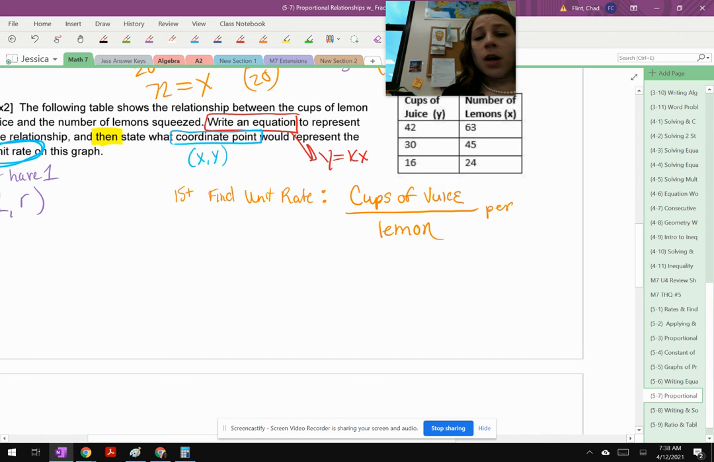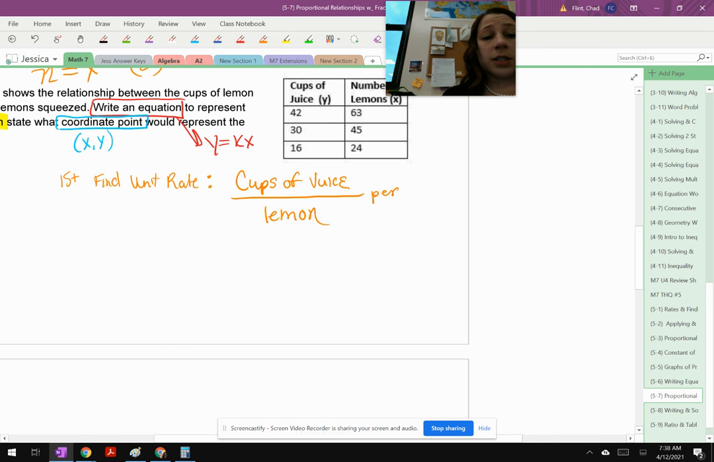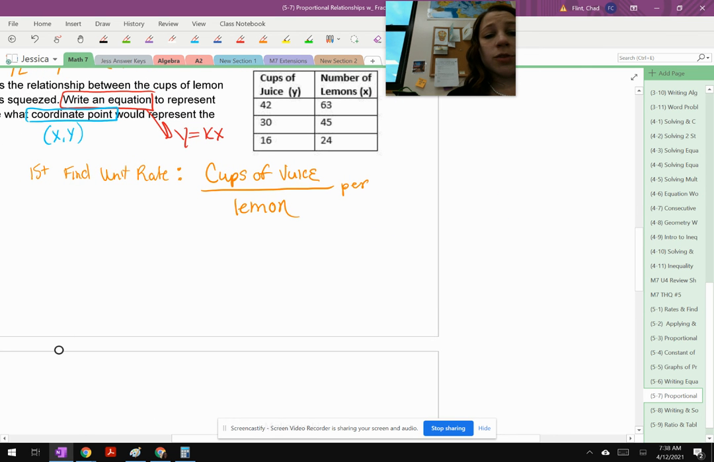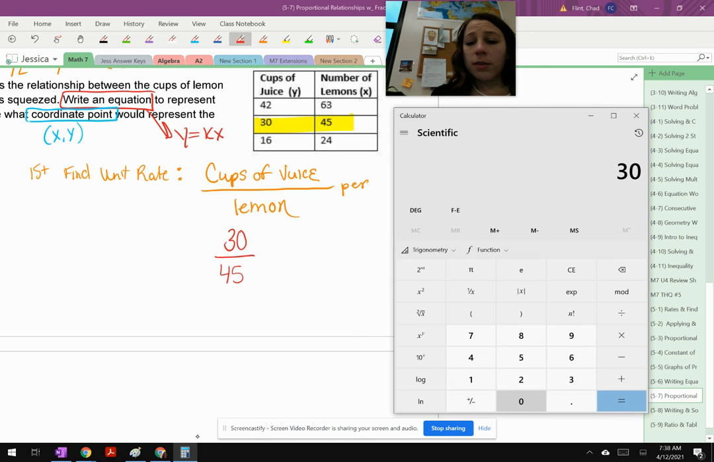All right, so I'm going to pick one of these rates in this table here. Cups of juice per lemon. Let's go with the 30 and the 15 because that looks nicest. You can really pick any one of those numbers, but I'm going to go with the 30 and the 15 because those are nice, pretty numbers. So cups of juice on the top, so 30 cups of juice divided by 45. So I'm jumping to my calc, 30 divide 45.